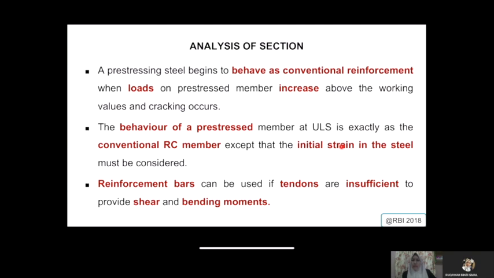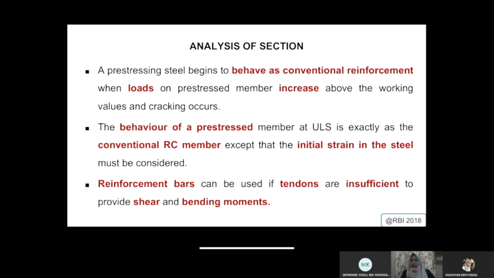So the behavior of a pre-stressed member at ultimate limit state is exactly as the conventional reinforced concrete member, except that the initial strain in the steel must be considered. Even though we have the tendons being pre-stressed, the behavior of the beam is still the same. We have to consider the initial strain of the steel.